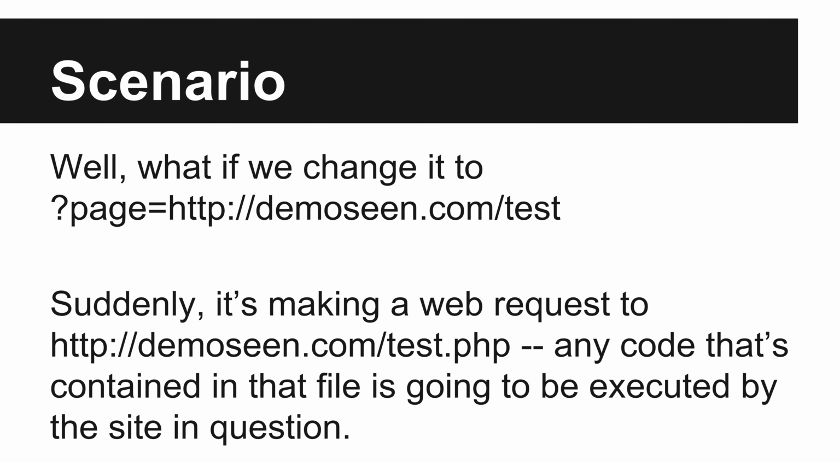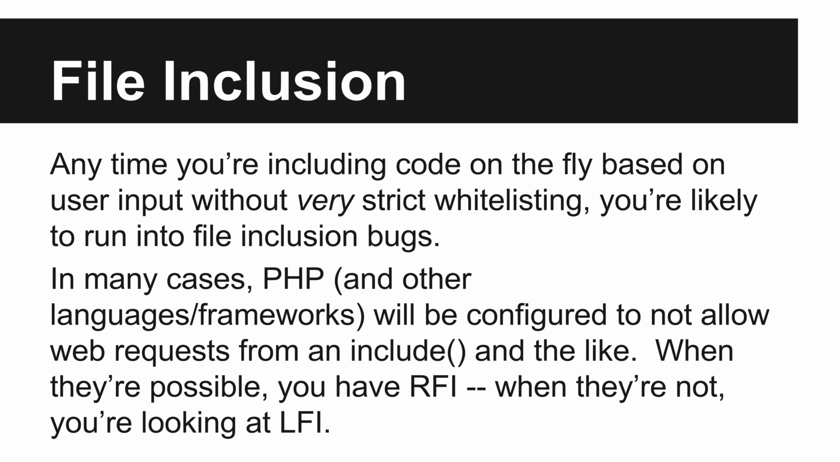Well, what if we change it to reference a URL as the page? Suddenly, it's making a request to that URL and executing whatever code exists there. That means that this is both a local file inclusion vulnerability and remote file inclusion. In other words, we can execute any code we want on this server, taking complete control.